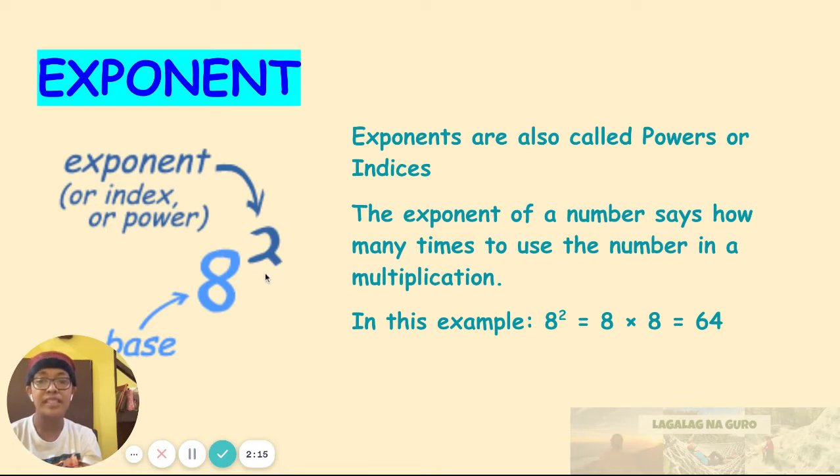So exponent is the number of times you are going to multiply your base by itself. So okay, since this is 2, you will multiply 8 2 times to itself. So 8 squared is equal to 8 times 8 is equal to 64. Okay?